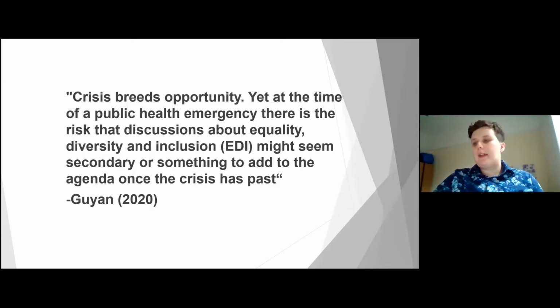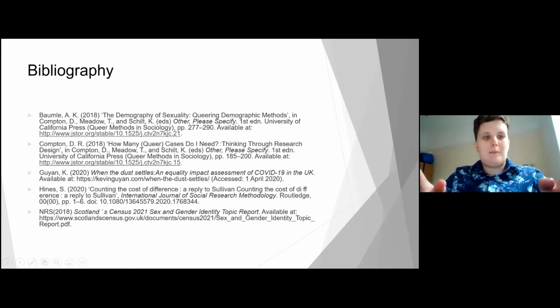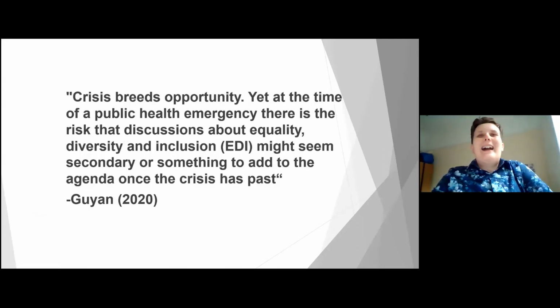So I've ended up here with a quote from near the beginning of the lockdown. Dr. Kevin Guy wrote an article called When the Dust Settles. How do I go back now? There we go. It was basically about the significance of equality, diversity, inclusion data during this time.